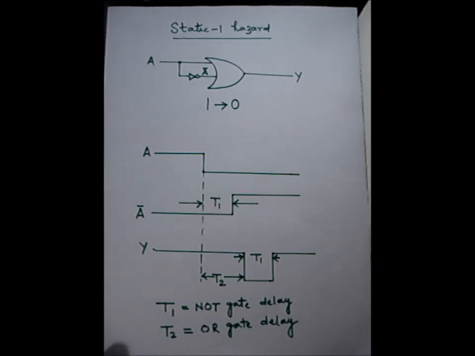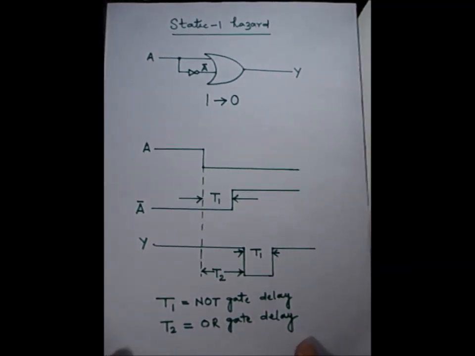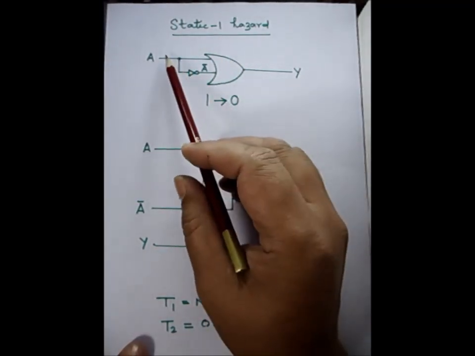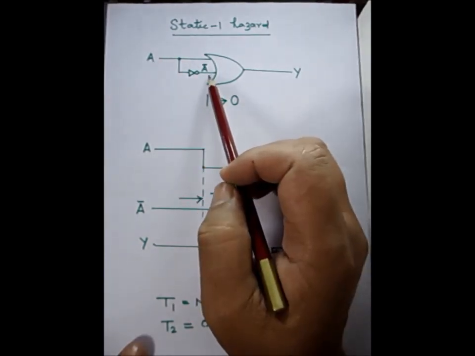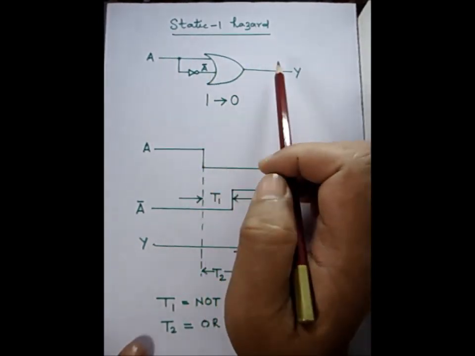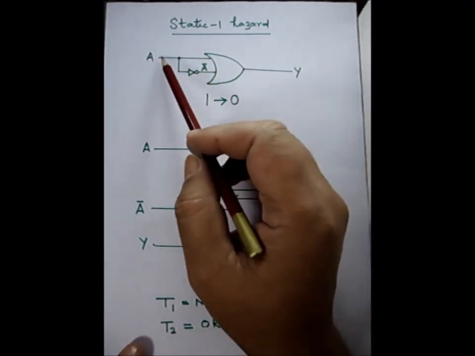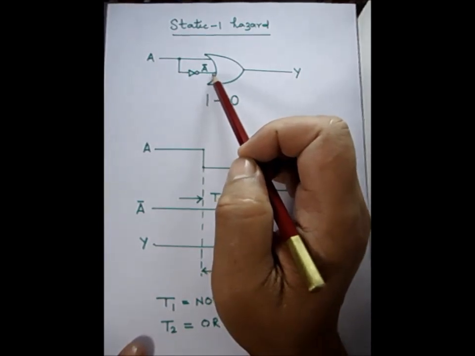We will discuss the static 1 hazard and static 1 hazard cover. To understand the static 1 hazard, let us take an example of an OR gate where one of the inputs is A, and another input is the complement of A. In this scenario, the output will always be equal to 1 because one input is A and the other is the complement of A.